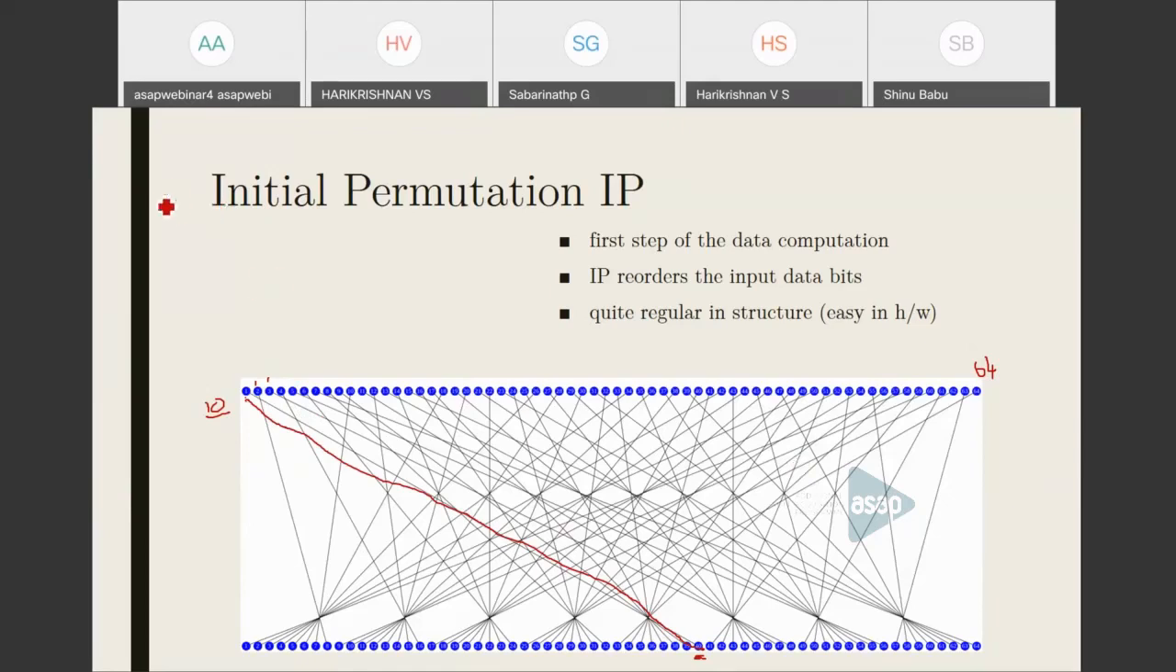This is the inverse initial permutation, which takes it back up. Okay, so this is how the data encryption standard starts: initial permutation, and in the last round, the inverse initial permutation. Okay, now what happens inside the round?